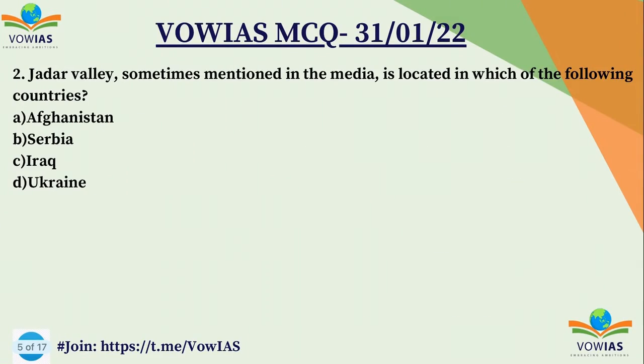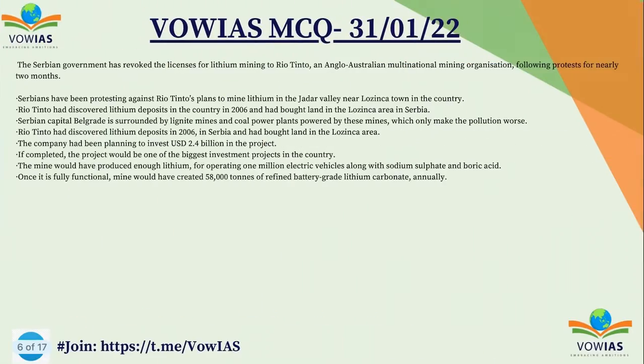Now let's look at the second question. The Jadar Valley, sometimes mentioned in media, is located in which of the following countries? A. Afghanistan, B. Serbia, C. Iraq, and D. Ukraine. You have to choose the correct option. Jadar Valley basically is in B. Serbia. The name looks like Afghanistan, Iraq, or maybe some Muslim countries, but the Jadar Valley is located in Serbia.